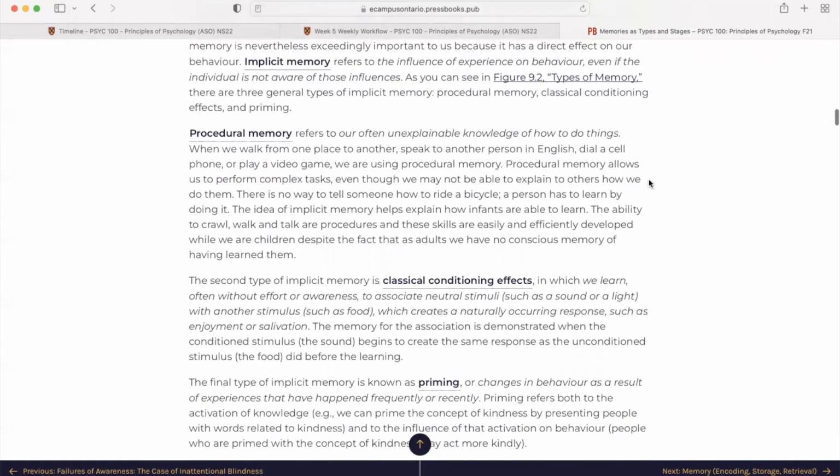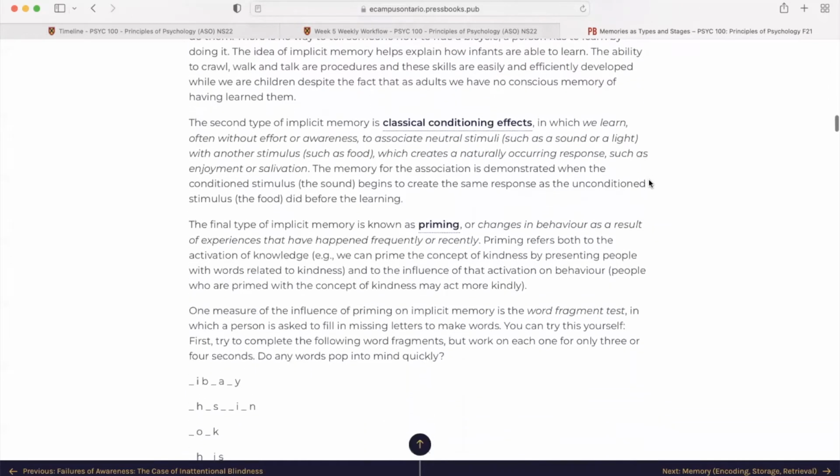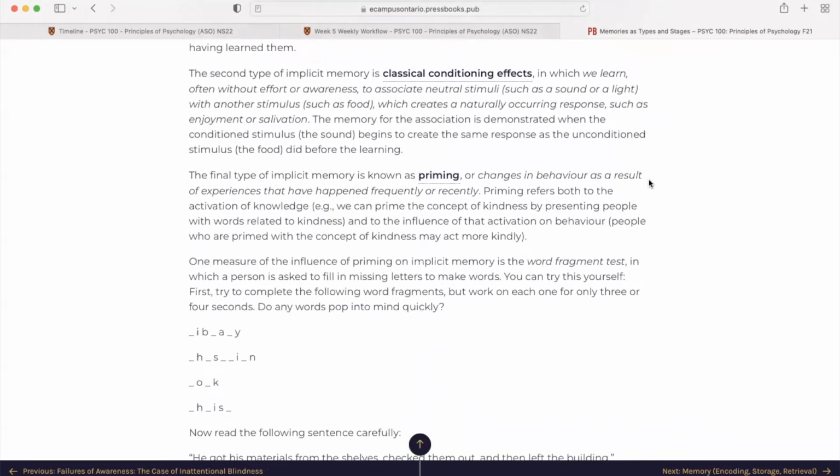The second type of implicit memory is classical conditioning effects, in which we learn, often without effort or awareness, to associate neutral stimuli, such as sound or light, with another stimulus, such as food, which creates a naturally occurring response, such as enjoyment or salivation. The memory for the association is demonstrated when the conditioned stimulus, the sound, begins to create the same response as the unconditioned stimulus, the food, did before learning. Is Pavlov in the back of your mind right now?